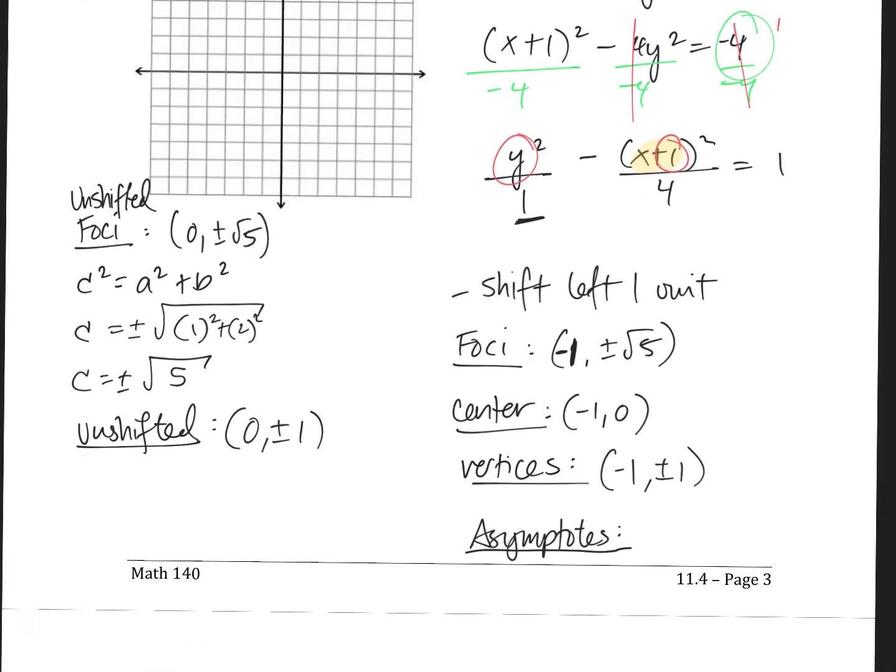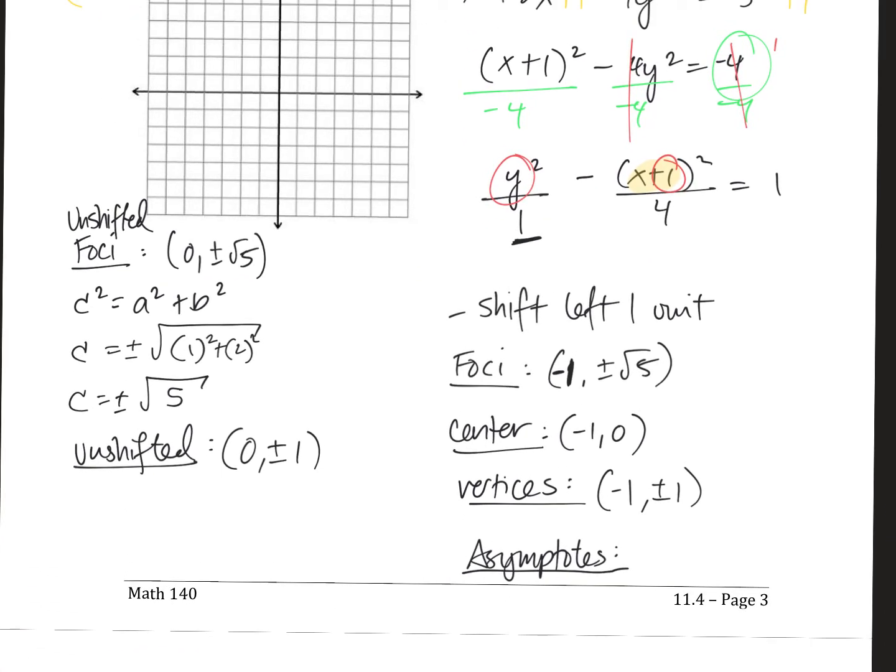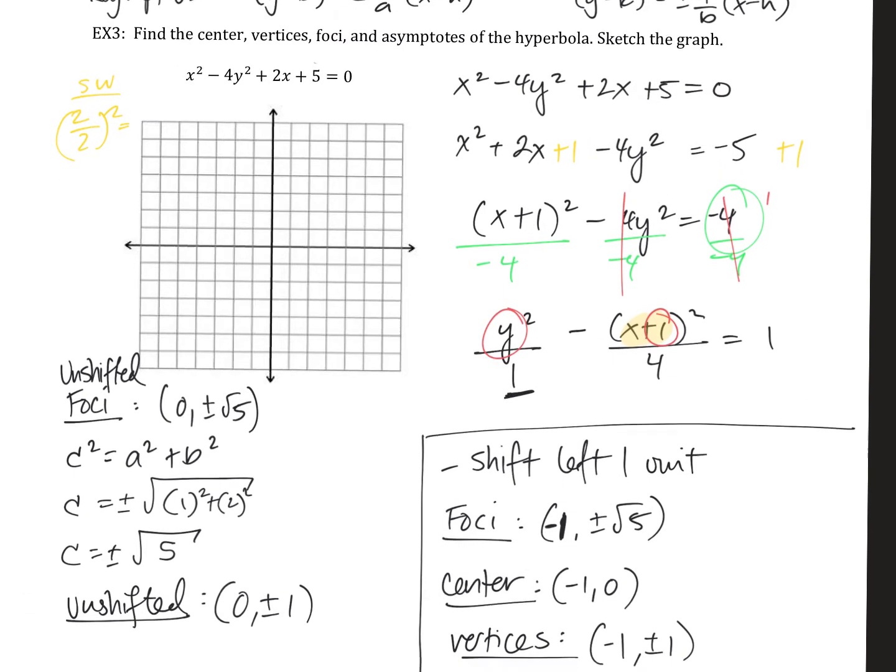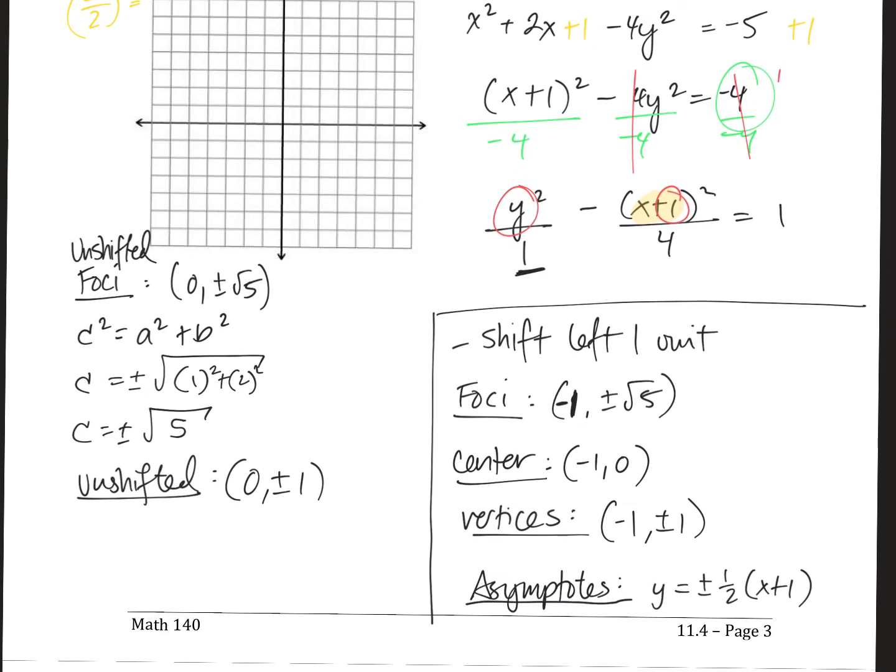Alright, so filling that in for our asymptotes, we'll end up with y equals plus or minus 1/2 x plus 1. Okay, and there we have our information we need. Oh, and I forgot to mention the a and b. A is equal to 1 and b is equal to 2.